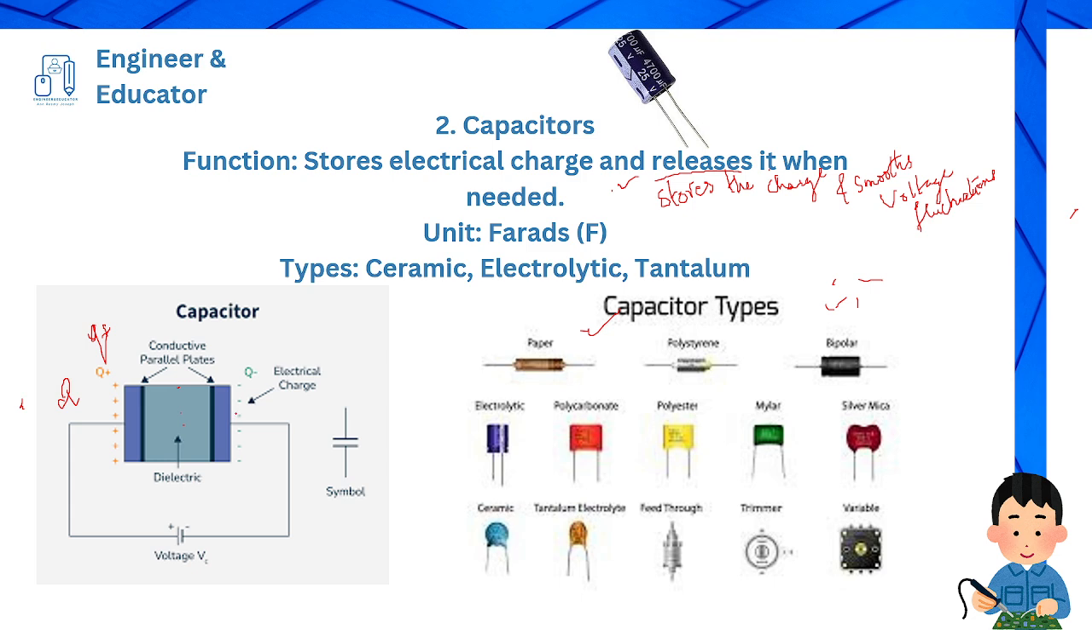When the battery is connected across the capacitor, a voltage is applied here. When a voltage is applied across the capacitor, what happens? The capacitor will get charged. If the battery is removed, what happens? If we remove this battery, the capacitor discharges. So when a voltage is applied, it gets charged, and when it is removed, it gets discharged.